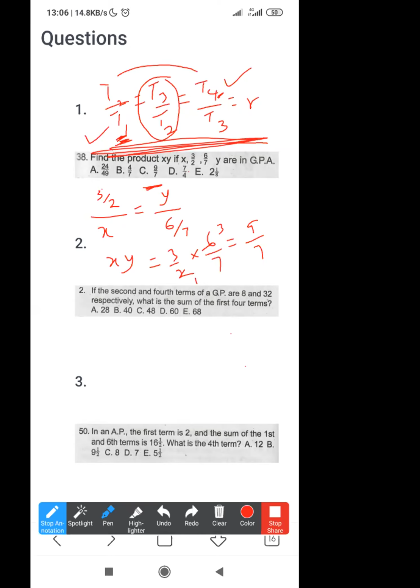So that is how the second question goes. They said if the second term and fourth term of a GP are 8 and 32 respectively, find the sum of the first 4 terms. So how do we do that?